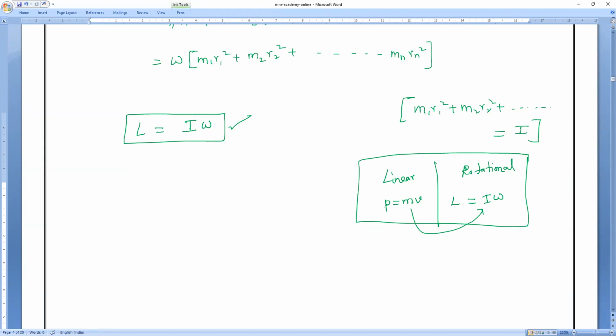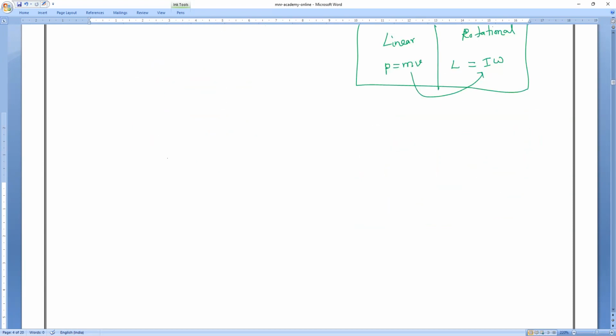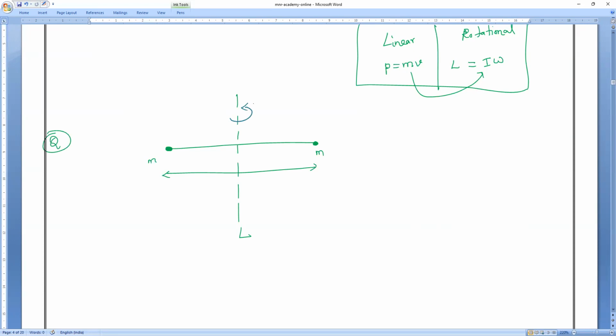So let me take two bodies of mass m, connected with a massless rod, where the axis of rotation is passing through the middle. So let me take a mass m, and another particle also of mass m, connected with a massless rod, and the total length between them is L. Clear, everybody? Now the axis of rotation is passing, with angular velocity omega.